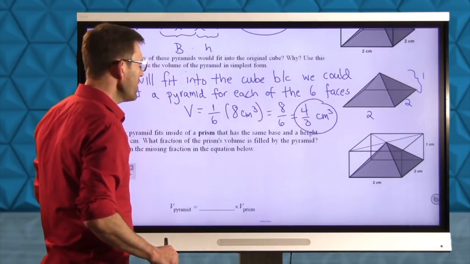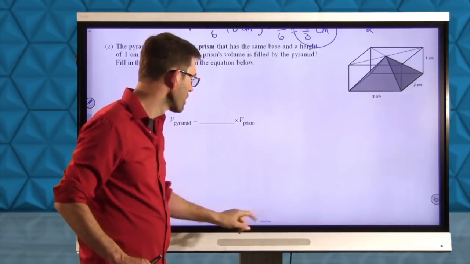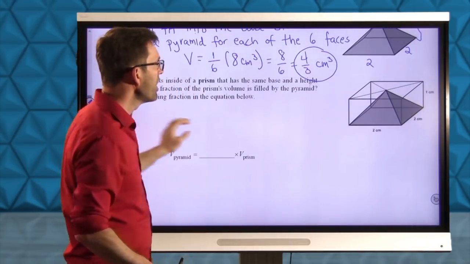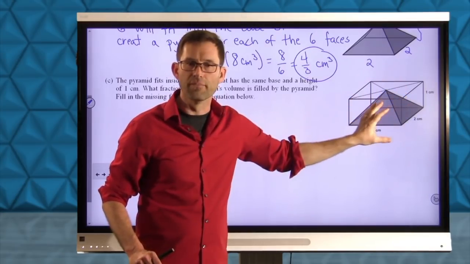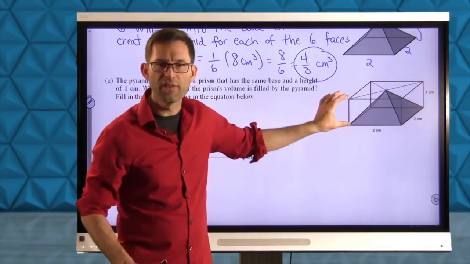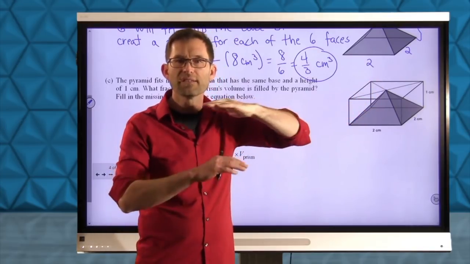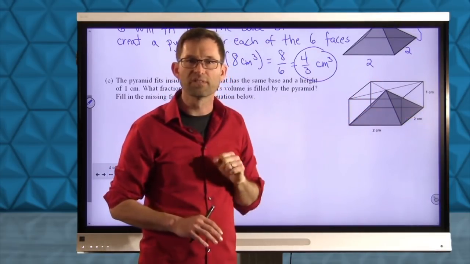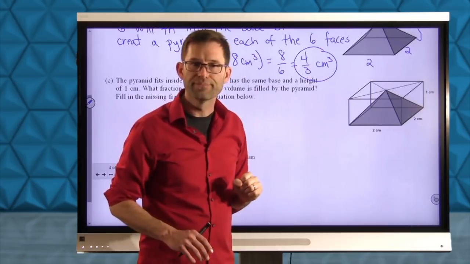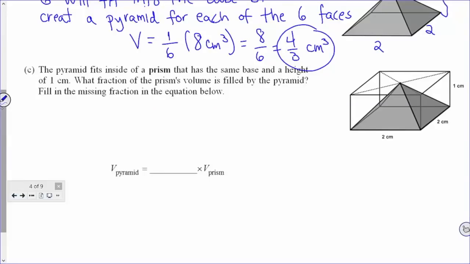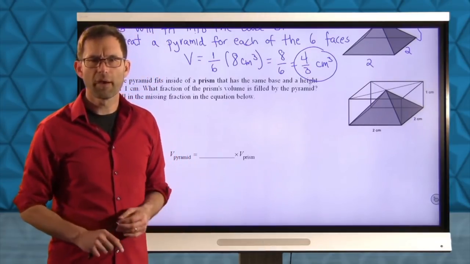Now, we can actually put this pyramid inside of a prism that's a little bit shorter, right? And in fact, this prism that I've got right here is basically just that original cube that's been sliced at that center point. All right? So, letter C, the pyramid fits inside of a prism that has the same base and a height of 1 centimeter. What fraction of the prism's volume is filled by the pyramid? Fill in the missing fraction in the equation below. All right, well, let's talk about this together.